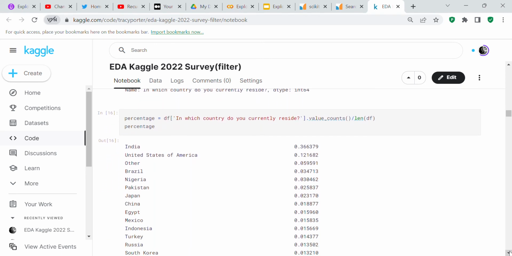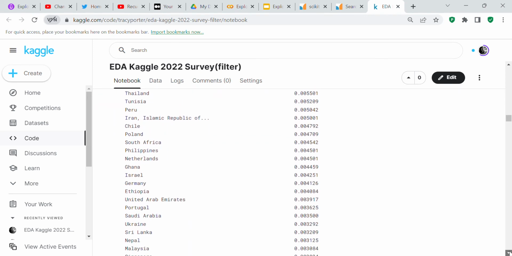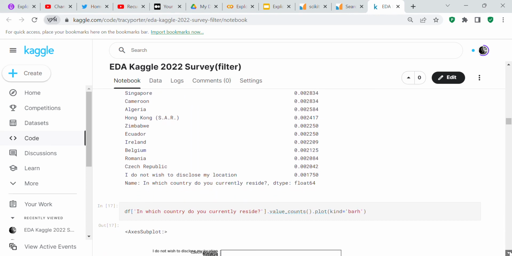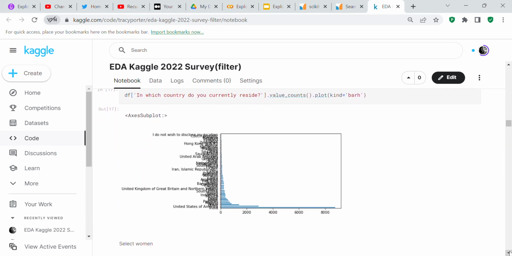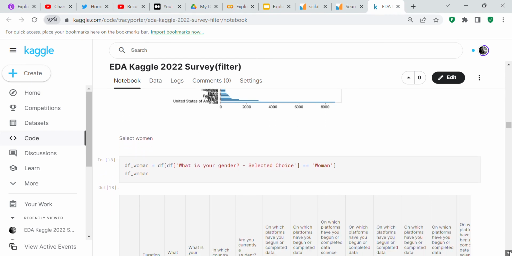And then we looked at the percentages, and India was about 36% of respondents, so that's good. Then I made a little bar chart, but it's hard to read because I should have made the chart bigger. If I had, you could actually see all the names, but as it is they're all scrunched up, but I'm not going to worry about that.